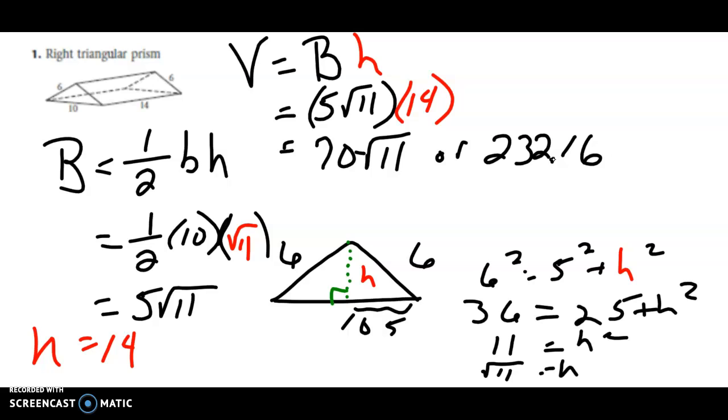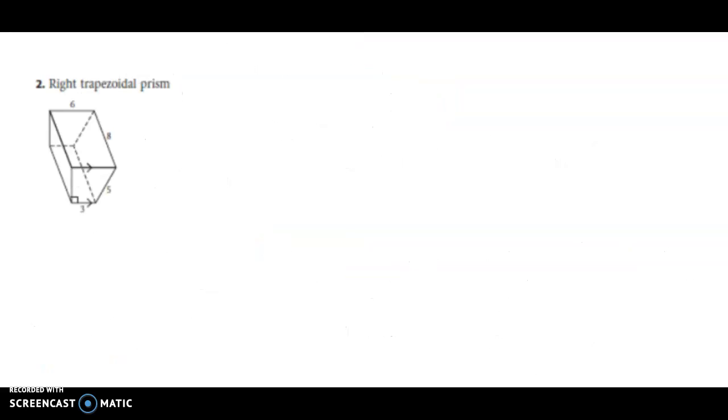So prisms, pretty simple. Finding the base area is the hard part. Most of the time the height is going to be given to you. Base area times the height.